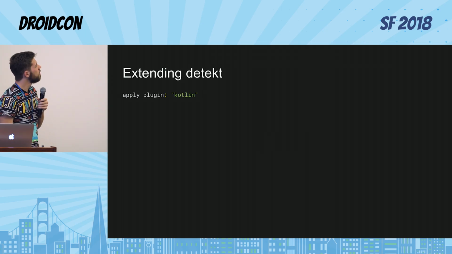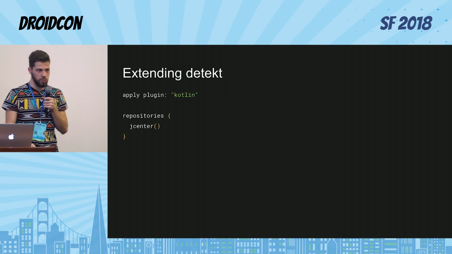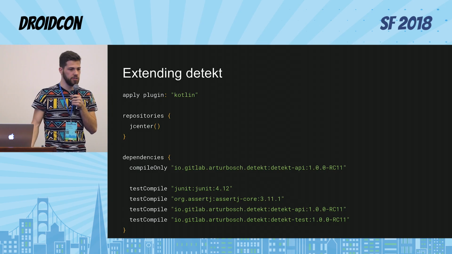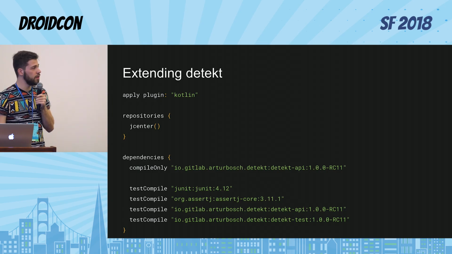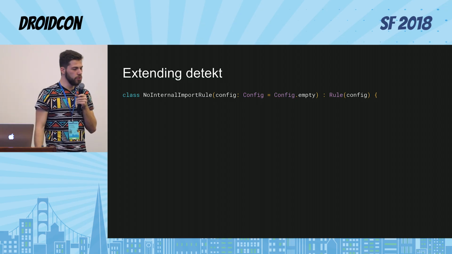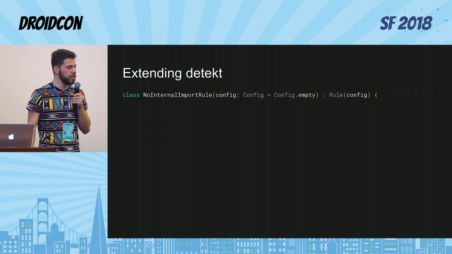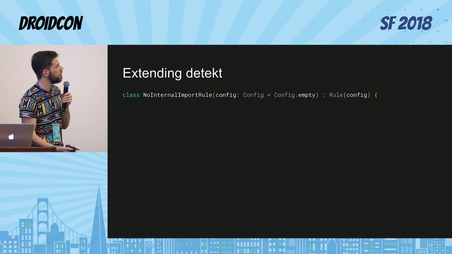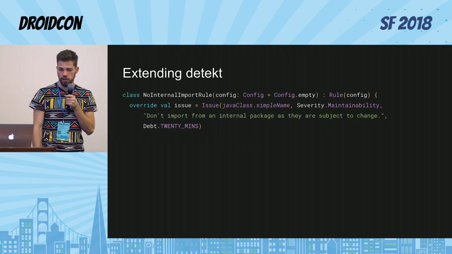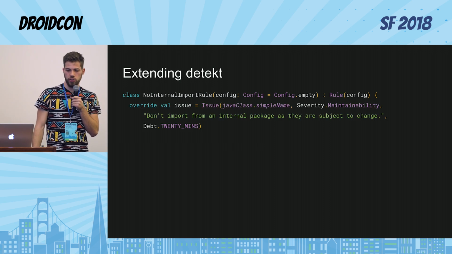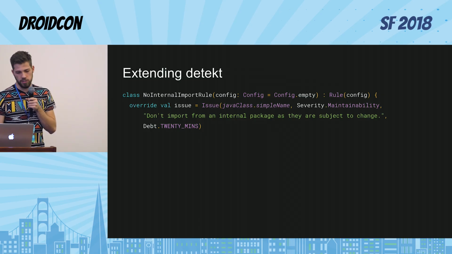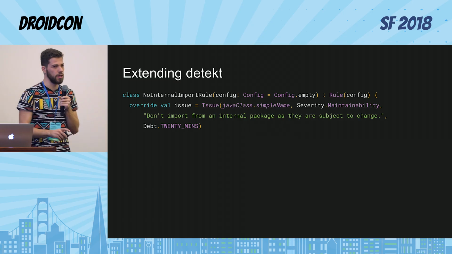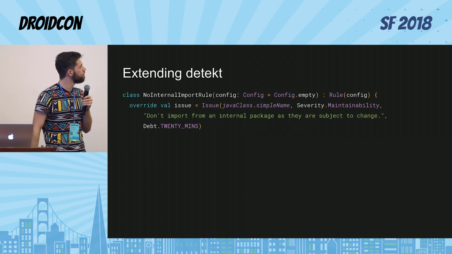So Detekt. Again, we need to create a module for our Detekt rules, the repositories, and then also the APIs that they're providing. So the Detekt API, and then they also have a special testing API. Then we create our rule. We don't need any configuration in this case, so we just take an empty config, and then we subclass from Rule, pass the config, and then here we override the issue. We give it a name, it's a maintainability issue, a normal message, and the debt value, like how long it should take to fix it.